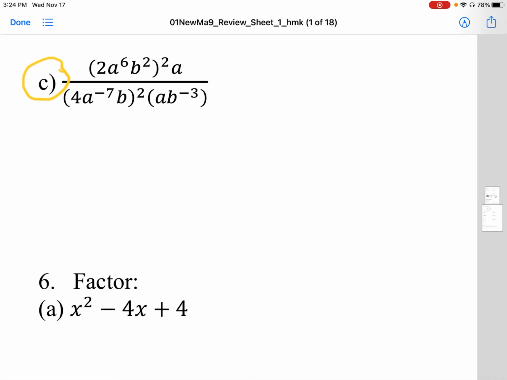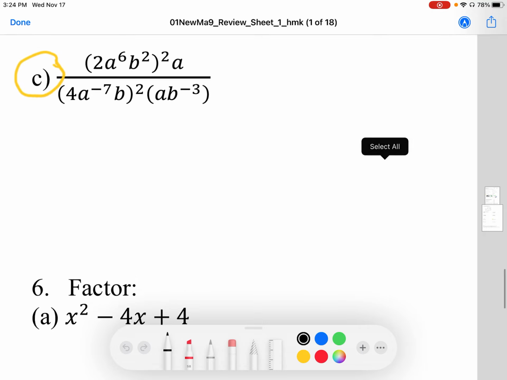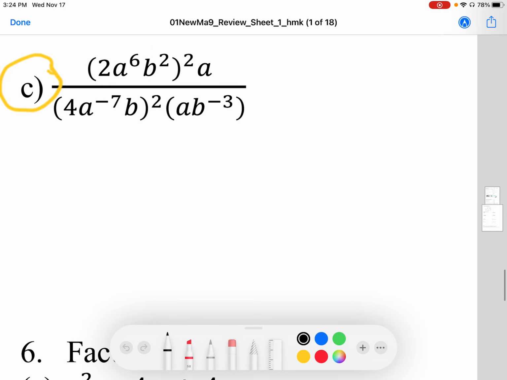So example C here, we have exponents on exponents with coefficients as well. So we have to be careful of the coefficients, and we've got some negative exponents. So we have to apply exponent rules here. It's often easiest to work inside out. So in this case, I'm going to start with the brackets. I'm going to get rid of the brackets and then try to combine the numerators and then combine the denominators.